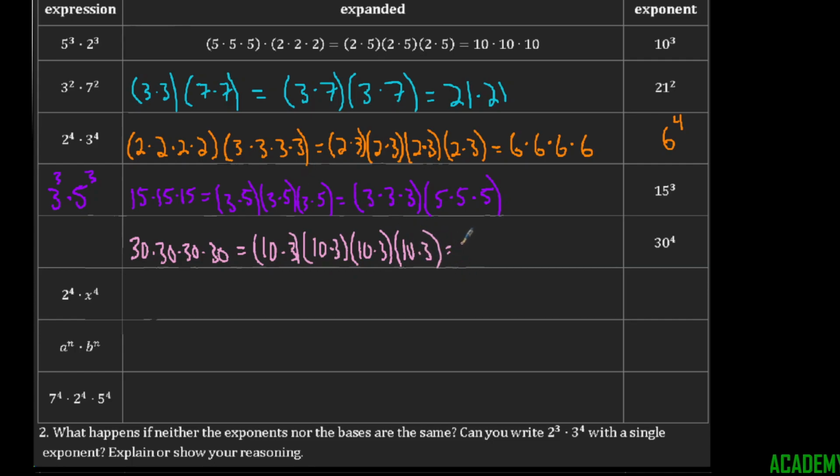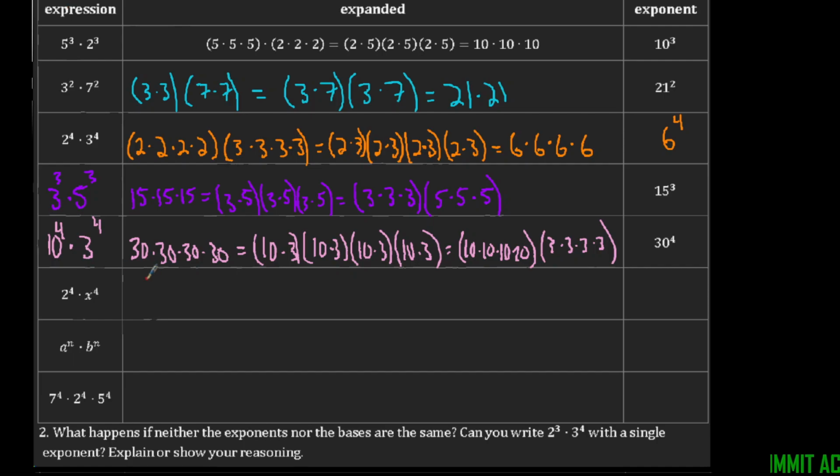So I'm going to say this is going to be equal to, I have 10 times 10 times 10 times 10 times another group of 3 times 3 times 3 times 3. So notice how I have those different groups. And so I can say that's going to be the same as 10 to the fourth power times 3 to the fourth power. So make sure you can expand those out.